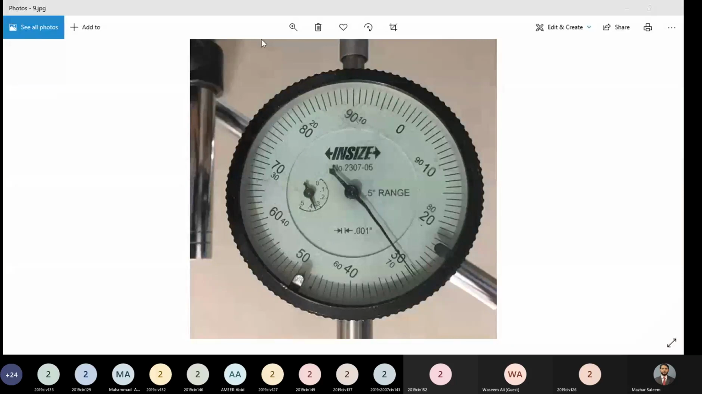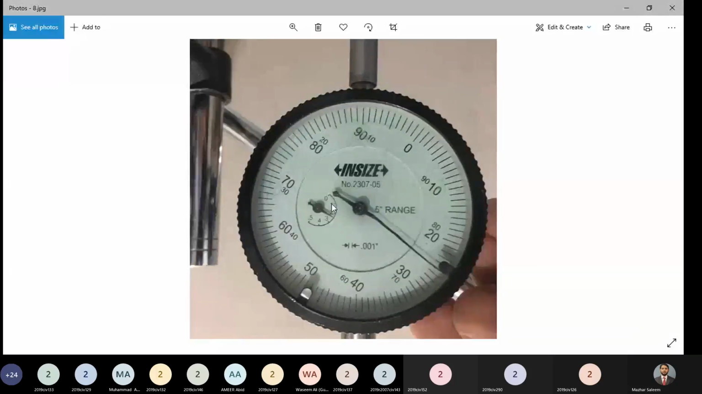Would you please repeat? Sir, where 0.2 is from? Oh, 0.2, let me go back to the image. 0.2 is from this scale, this one. 0.1, 0.2, and you can see that this needle is ahead of 0.2 and it is before 0.3. So it is showing that our actual measurement is somewhere in between 0.2 inch to 0.3 inch.